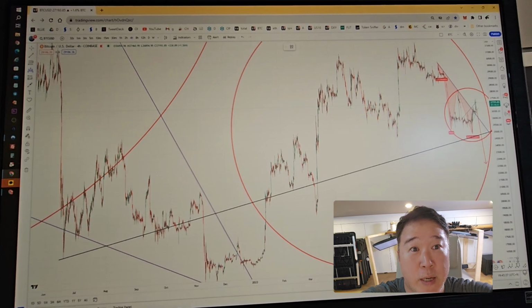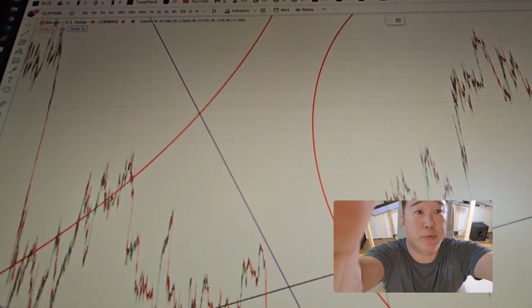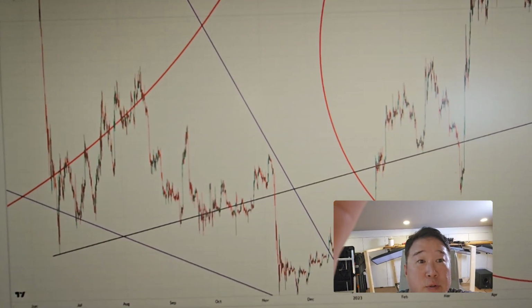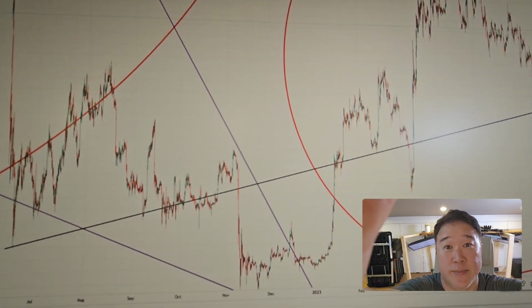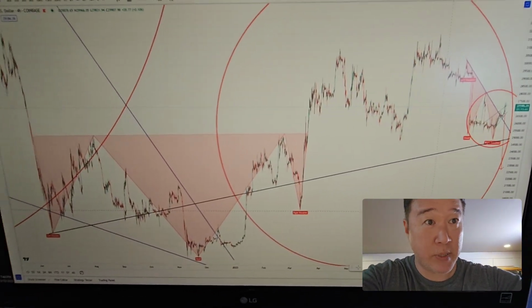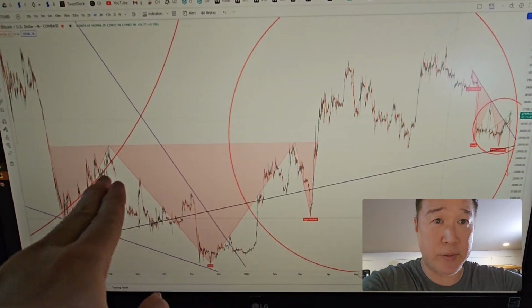Let's look for some more hints now. Remember this guy that pumped really hard? This is also an inverse head and shoulders. Am I in the way? Let's make it clear and obvious. Here's this guy for you. But isn't current price about the same as this neckline?